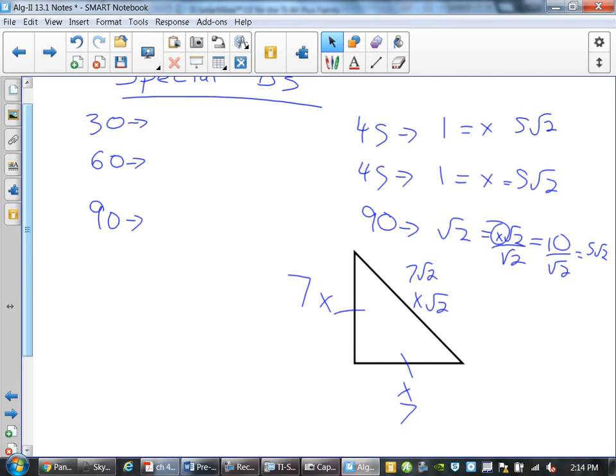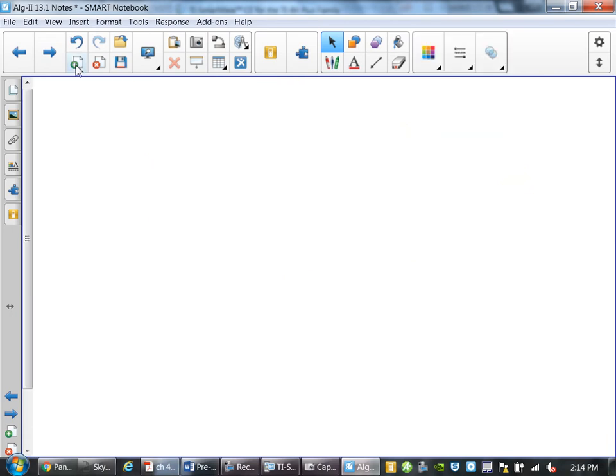Same deal with 30, 60, 90. 30, 60, 90 was built out of what kind of a triangle? It was built out of an equilateral triangle, because you drew the altitude of an equilateral triangle, which created a perpendicular bisector, which created 30, 60, and 90. What's that line? The altitude.